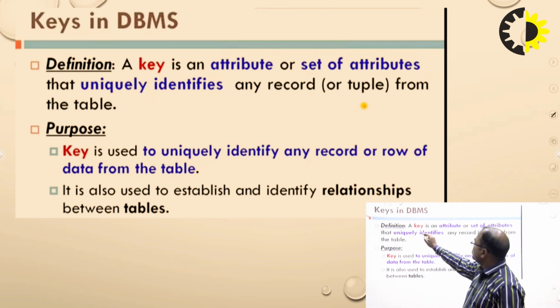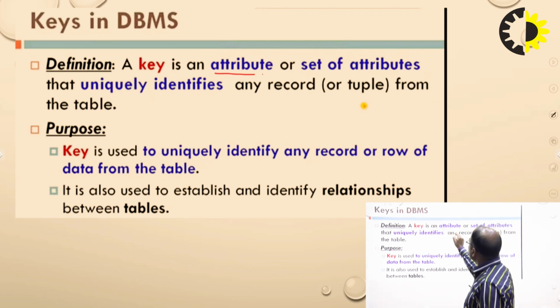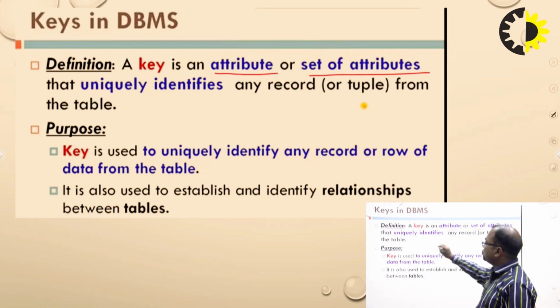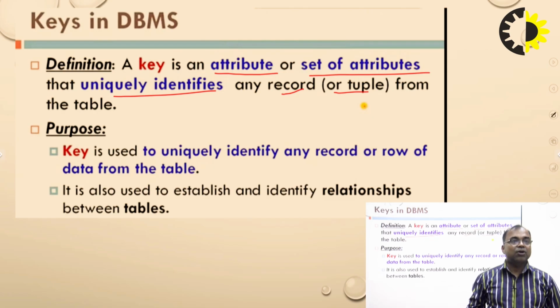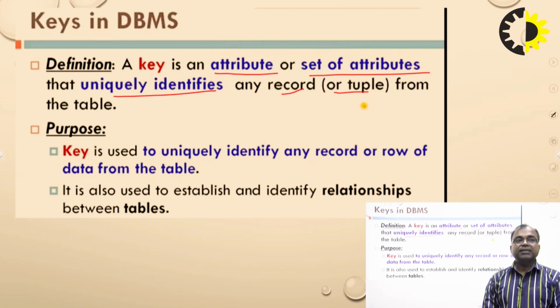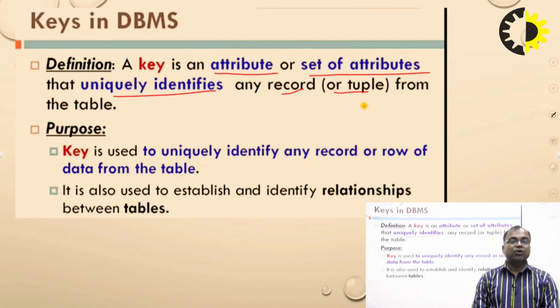It may be an attribute only, or we can say a set of attributes, that uniquely identifies any record. Records means you can say records or tuples, or we can say rows from the tables. So rows, records and tuples are the same. So a key is an attribute or a set of attributes that uniquely identifies the records or tuples from the table.